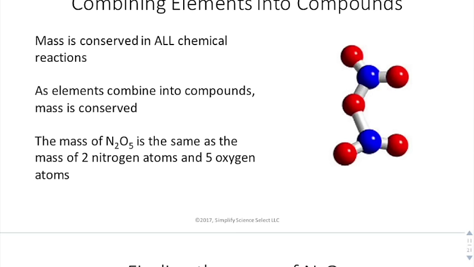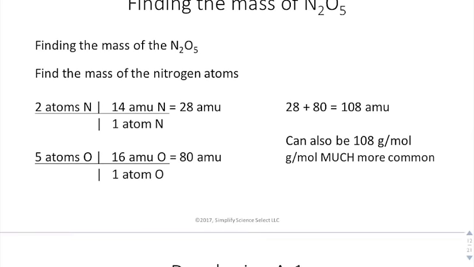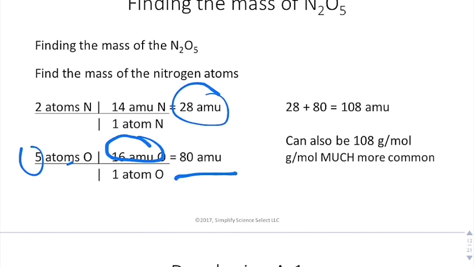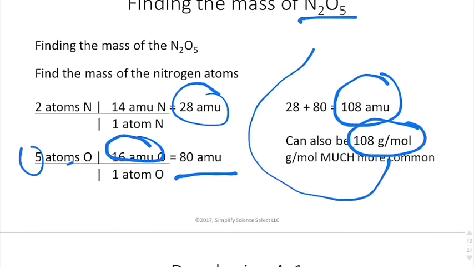As a result, we can use the atomic mass of substances to determine the molecular mass, or the mass of a compound, moving forward. So, for example, if I want to know what the mass of N2O5 is, all I have to do is take two atoms of nitrogen and multiply it by the atomic mass for each nitrogen because there's two nitrogens. That gives me 28. Then take five atoms of oxygen and multiply it by the atomic mass of oxygen, and then I add those two together. So the mass of dinitrogen pentoxide would be 108 AMU or 108 grams per mole, which is a lot more common for this class.